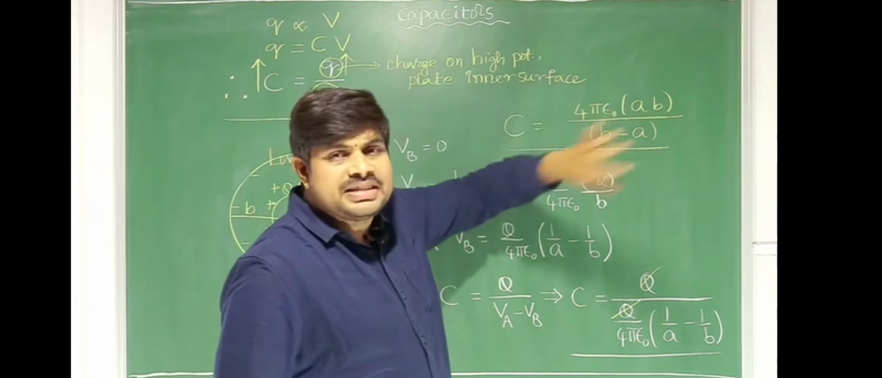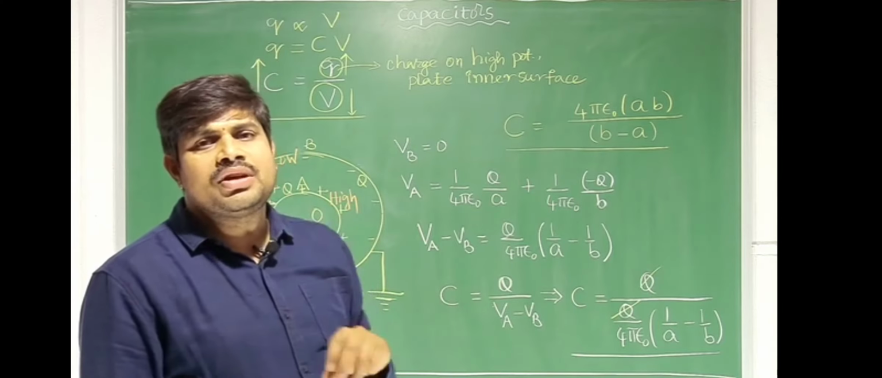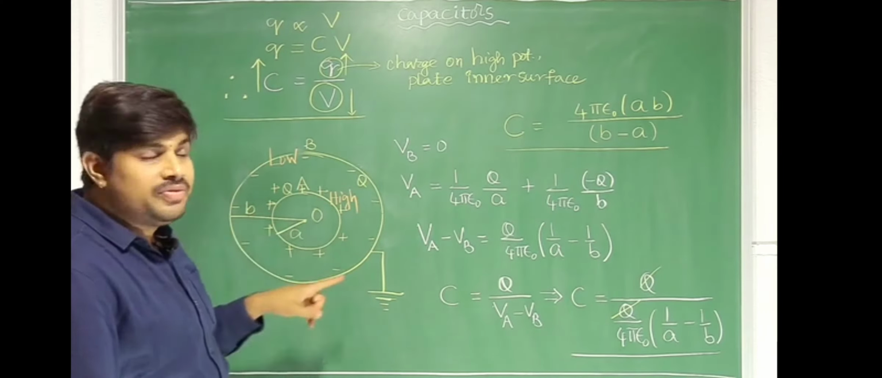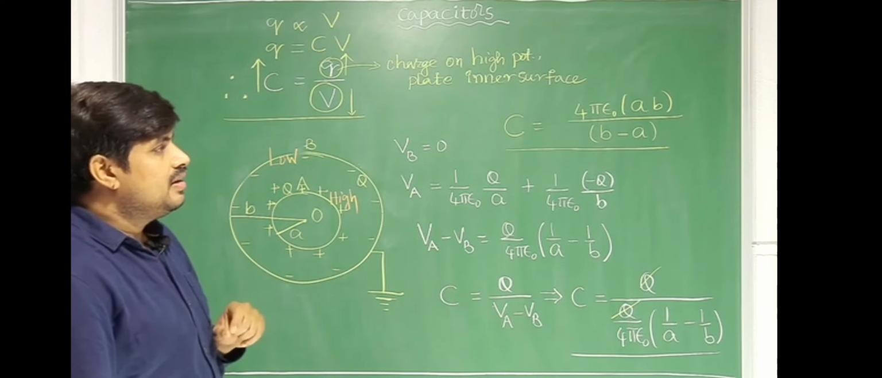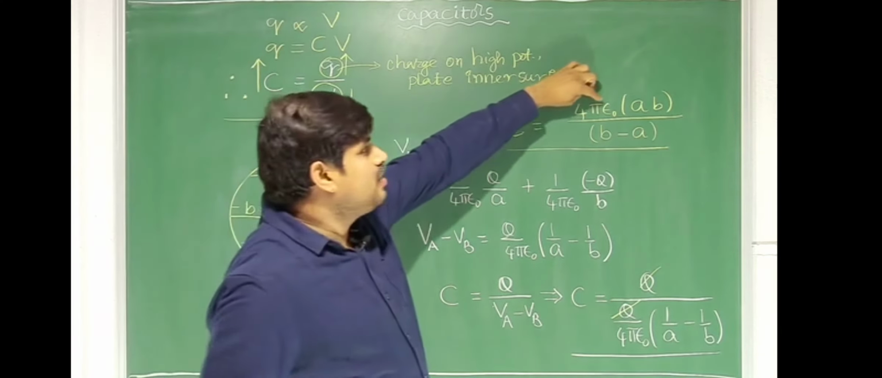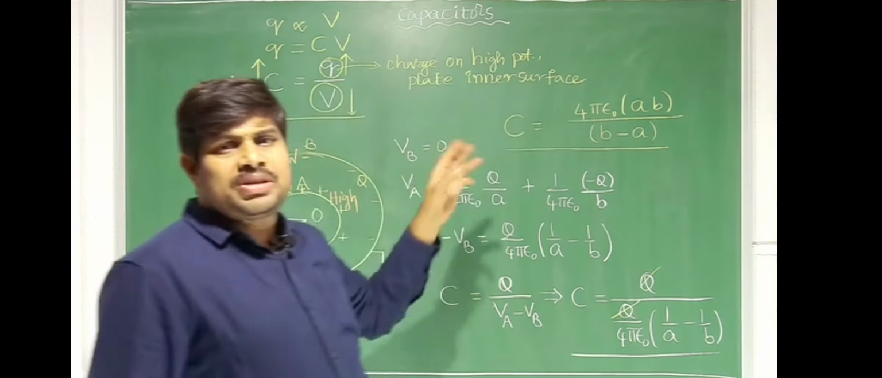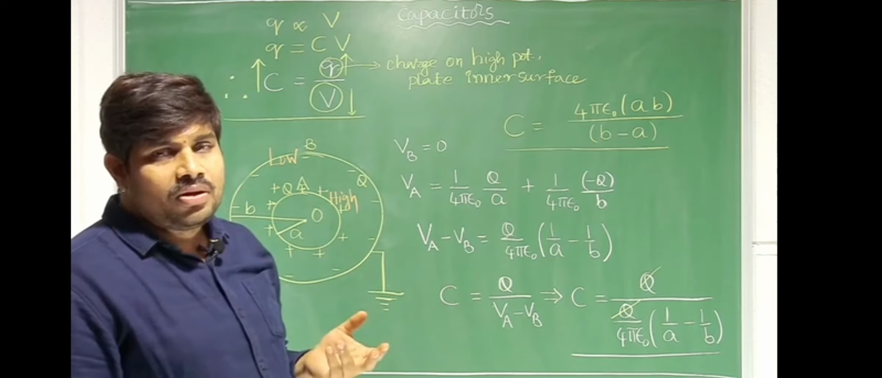This mathematical part indicates the dimensions. Dimensions go with the size and shape of the conductor. So the dimensions of the arrangement will decide the capacity. And not only the dimensions but also the surroundings. Here 4 pi epsilon naught is there. Epsilon naught indicates free space or air medium. So if you change the medium, automatically capacitance will change.